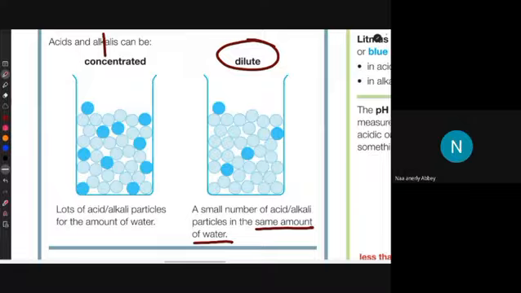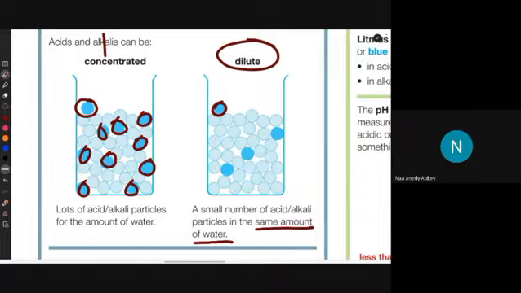But if I have fewer particles, you can see the blue ones, right? They're more numerous comparatively to the second picture. Over here, they're fewer. So this solution is said to be concentrated, where the other one is going to be dilute, right? Okay, that's what you need to understand.